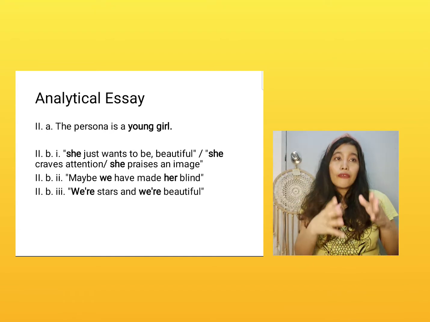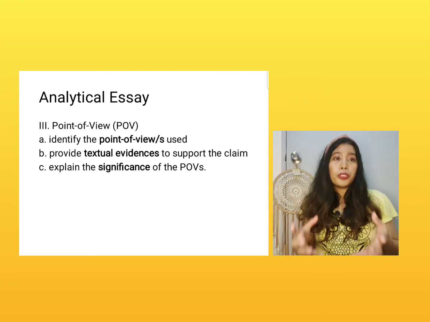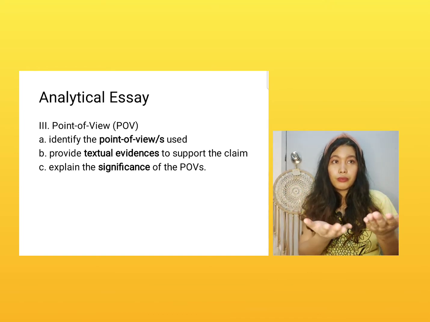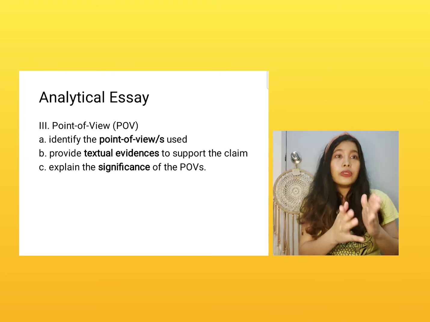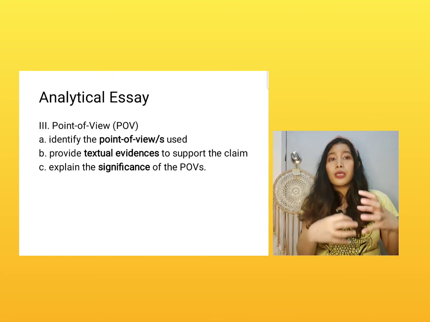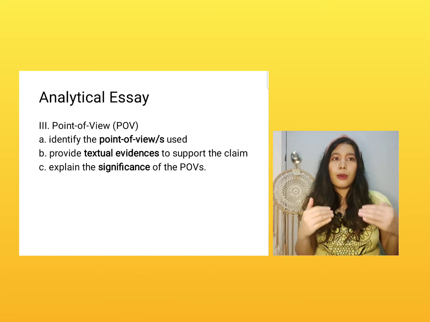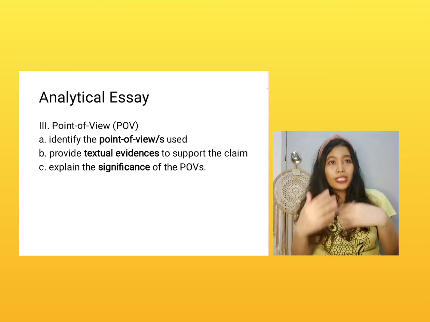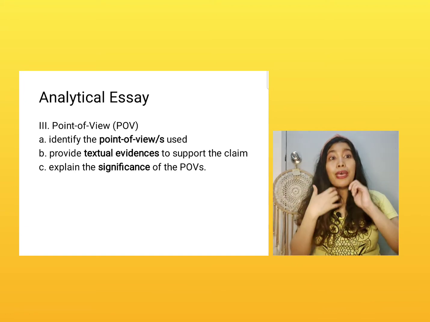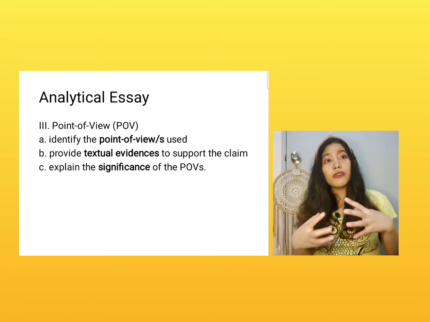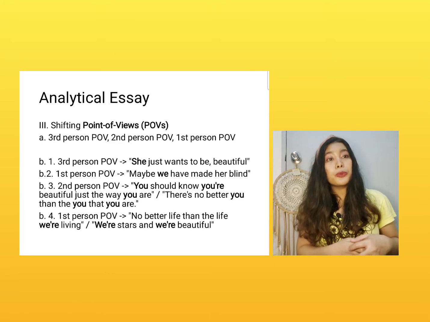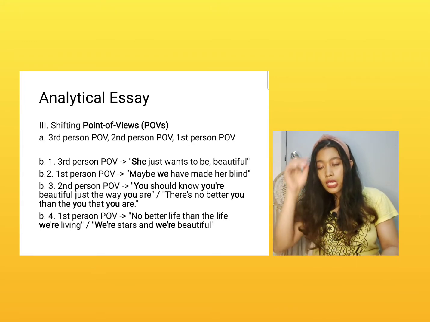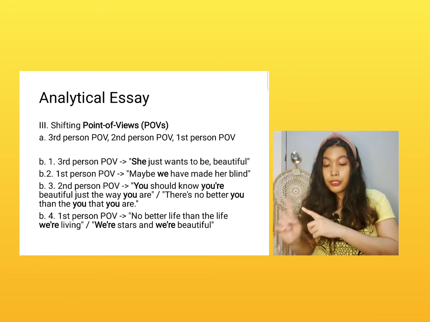Now, after we look at the persona, we look at the point of view. Point of view pertains to the angle by which we see the text. What's interesting about this poem is that there are shifting points of view that have been used, and all of them, at least to my analysis, seem to point out and strengthen the points that I have already mentioned a while ago. So let's look at those shifting points of view. In the beginning, the point of view is third person, as evidenced in the lines by the use of the word she. Again, we have the line, "She just wants to be beautiful."